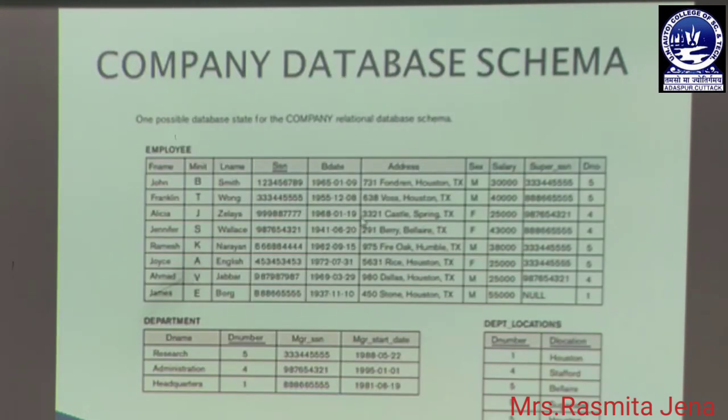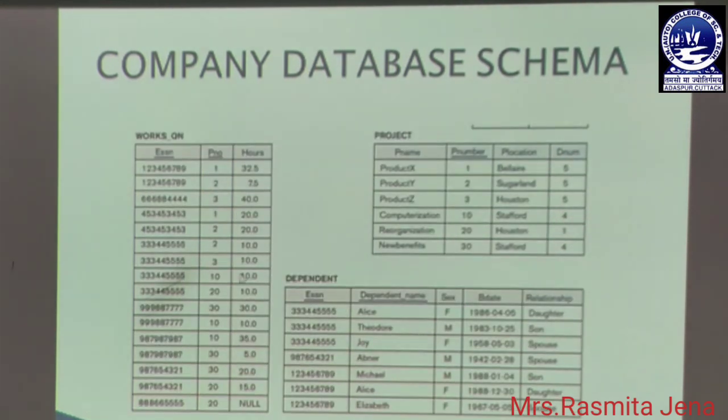Let us consider this company database relational schema. In the company database we have a number of relations: the employee relation, and these are the attributes of the employee relation; the department relation, and these are its attributes; and another relation, department location. Also in the company database there are other relations, such as works on, project and dependent, and their attributes respectively.